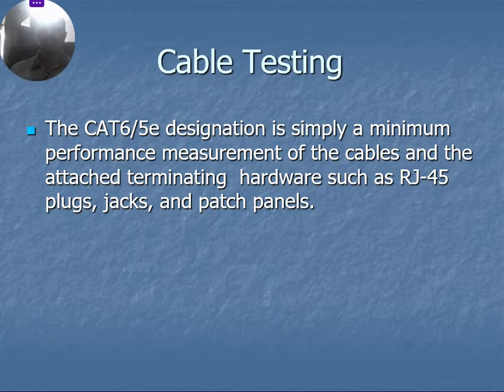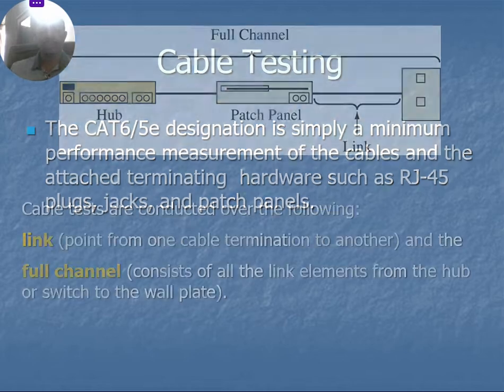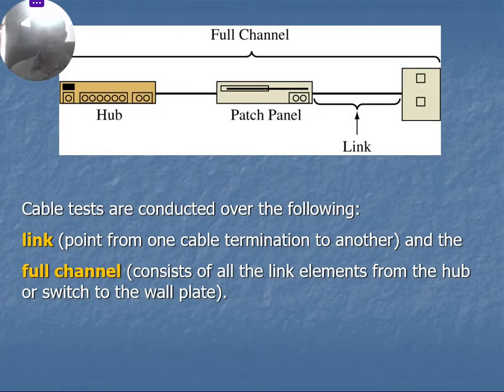Okay, so today's fast Ethernet, the minimum we can go for is category 5, enhanced category 5, and category 6. This is the minimum performance measurement that will carry on the cable, and not just the cable, but every other terminating hardware that we attach on the cable, like the RJ-45 plug, the RJ-45 jack, and the patch panels. Now let's quickly take a look at a full channel.